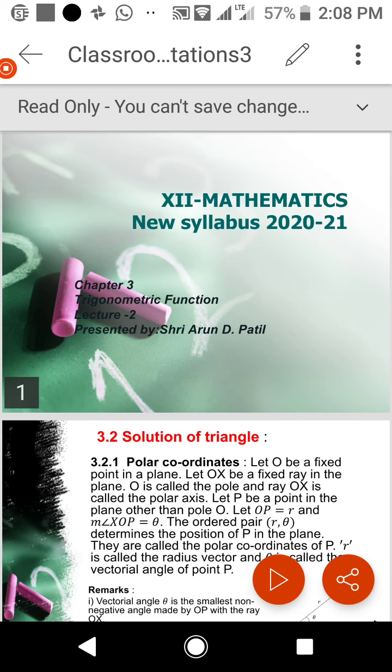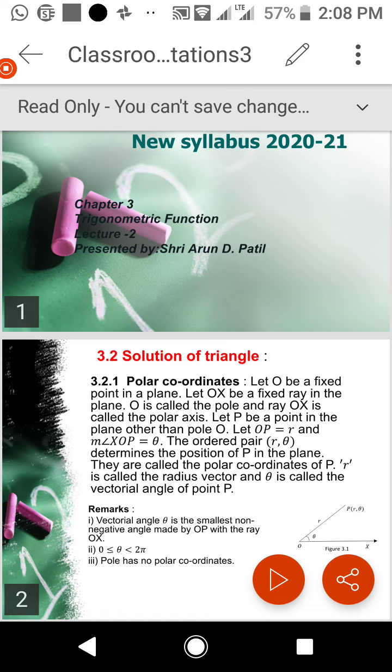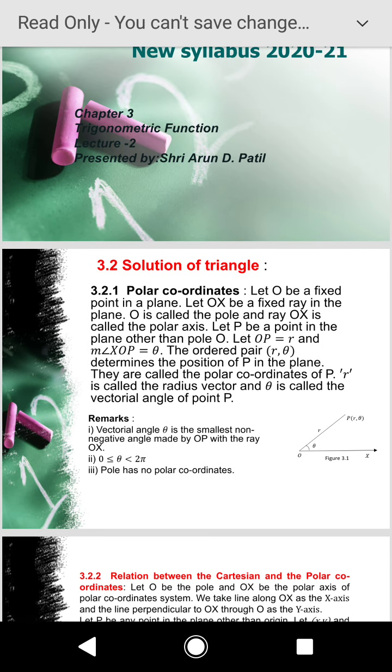12th class mathematics new syllabus 2020-21, chapter number 3, trigonometric function, lecture 2, presented by Sri A.D. Patil.